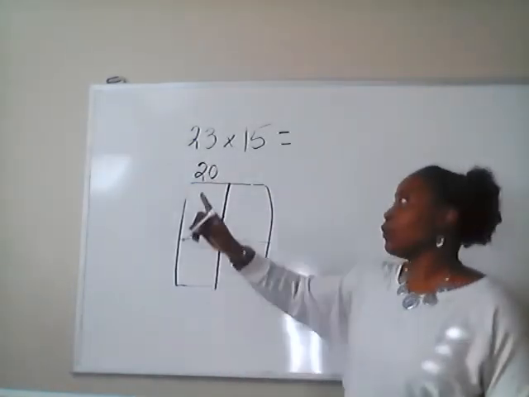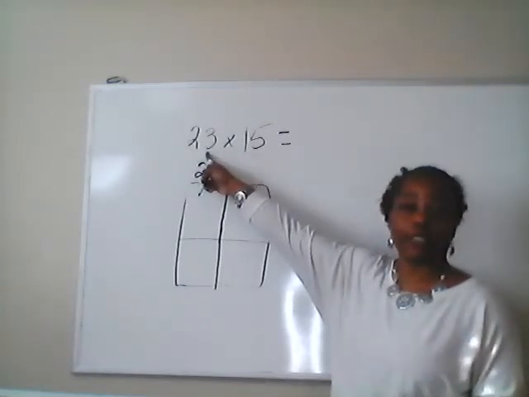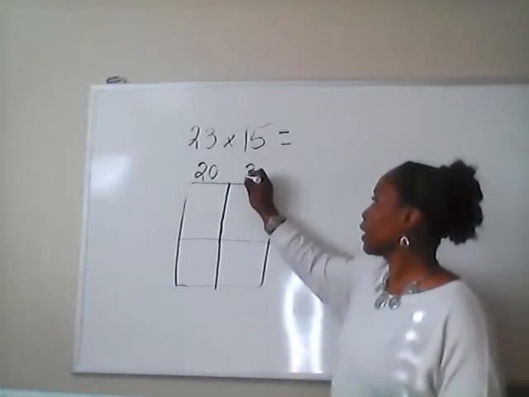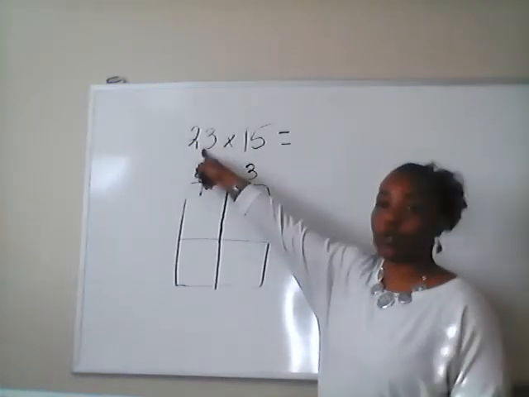Now we're going to look at the 3. It's in the ones place. So the value is 3. Okay? 20 plus 3 is 23.